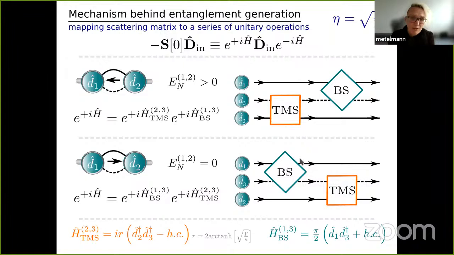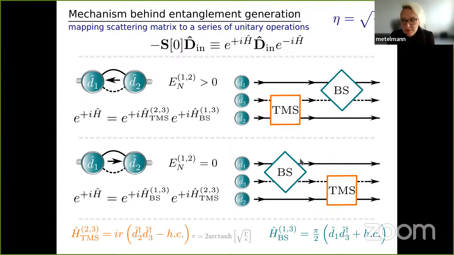So the question is, that's nice. I think that gave us a little bit more intuition about what's going on in the system. But in principle, that's okay. You have a non-reciprocal system, you have answered the question. You can still generate entanglement.